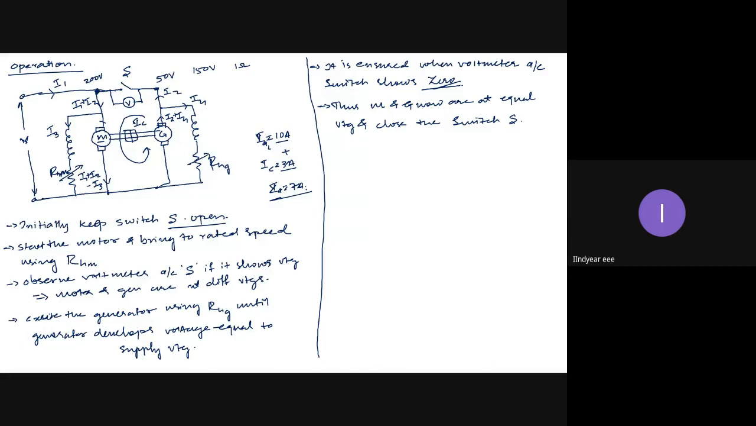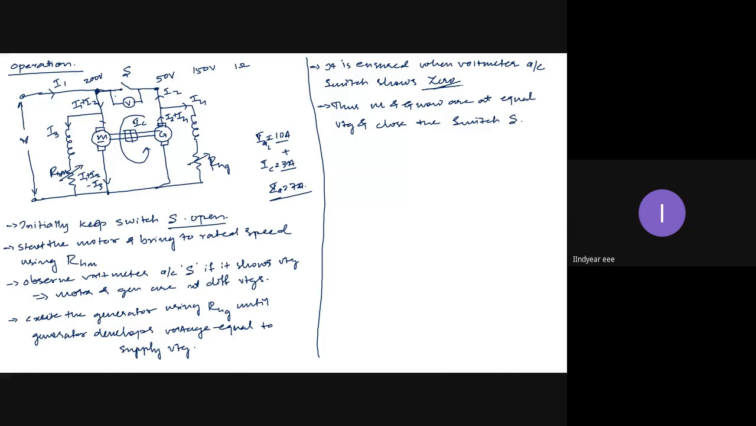If the circulating current is very large, it will damage. But even if the circulating current is not of that value which will damage the machines, still it will hamper the performance. So circulating currents are always harmful either for the health of the machine or for the performance of the machine. So I should avoid these circulating currents. How do I avoid that? By exciting the generator until this voltmeter shows 0.